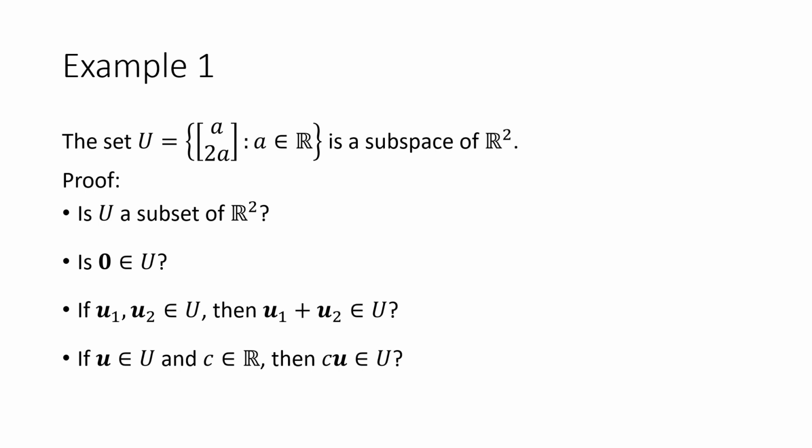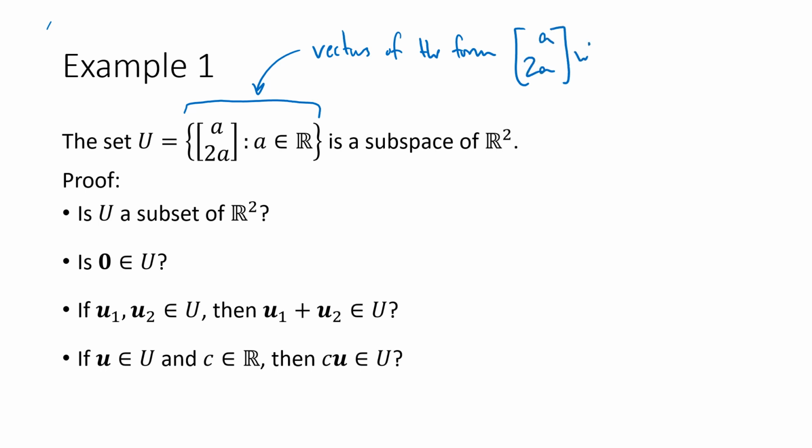So the first thing we need to check is this set a subset of R2? Well, first let's try to understand this notation. I know this notation throws people off sometimes. So what does this mean? This means vectors of the form (a, 2a), where a is in R, where a is a real number. So we're talking about vectors like (5, 10). We're talking about vectors like (-6, -12). We're talking about vectors like (3, 6), and so on.